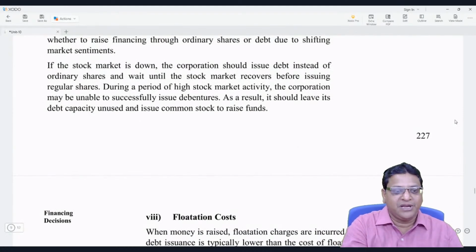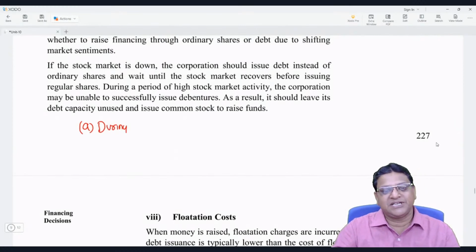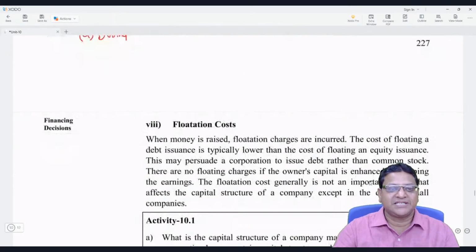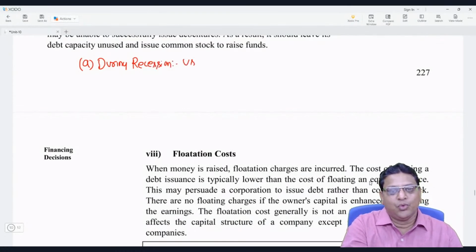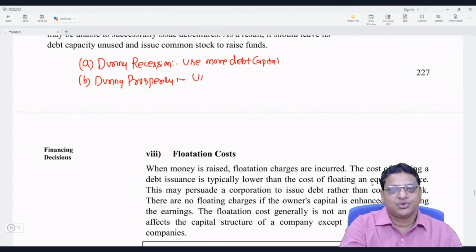During which phase? During recession, companies use more which capital? During recession, companies use more debt capital. And during boom, during prosperity, companies use more equity capital. The next point we will discuss is flotation cost.